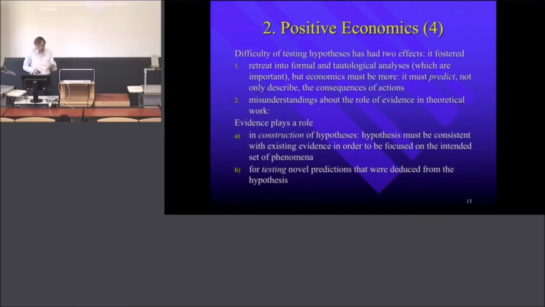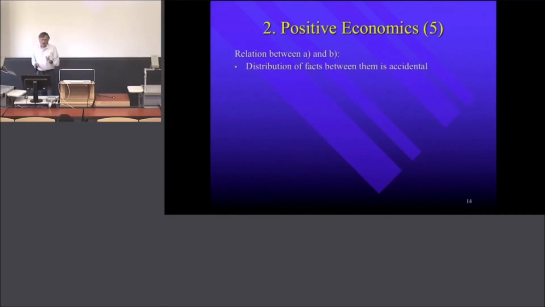Now, what is the relation between these two, between the construction part and the testing part? First of all, the distribution of facts between them is accidental. And this is what he means. It's just historical coincidence what sort of data you have and on the basis of which you construct a hypothesis. If you had other data, then you would also construct a hypothesis. But if the hypothesis is consistent with all of them, then those you used for the construction you can also use to predict, right? The relation is a logical relationship: the hypothesis is just consistent with a set of data, of which a subset you use in order to construct the hypothesis, in order to deduce the rest, and that's partly accidental.